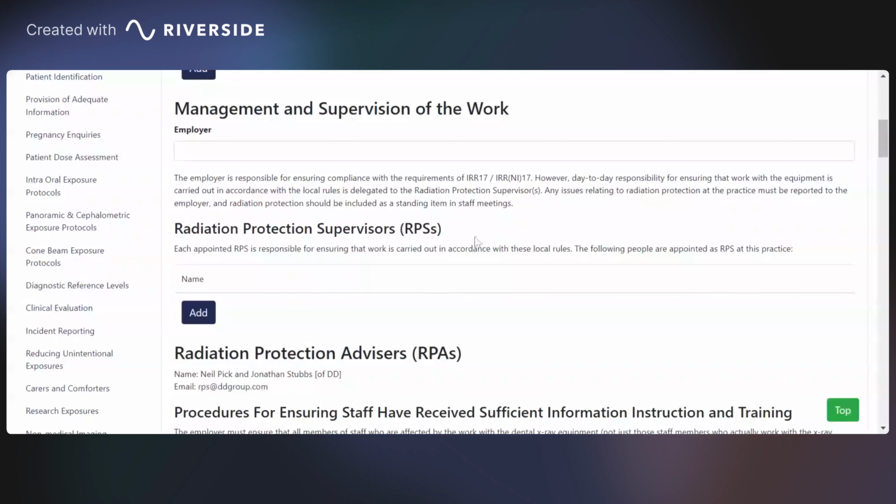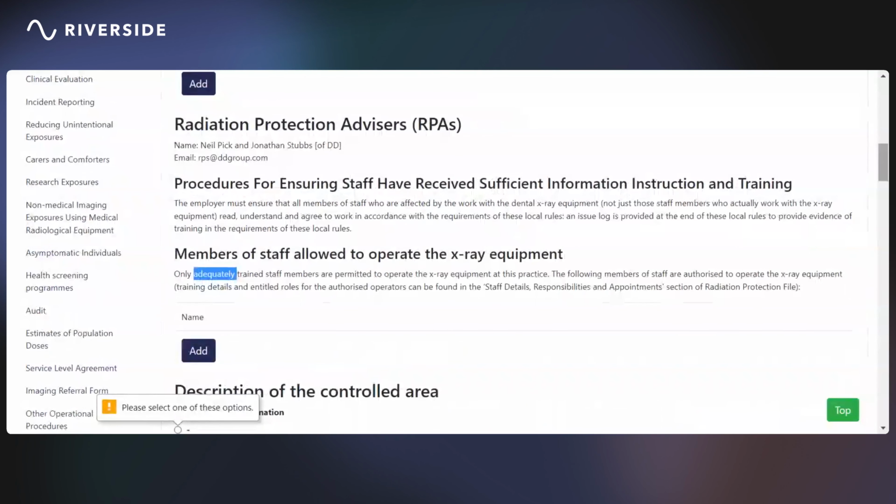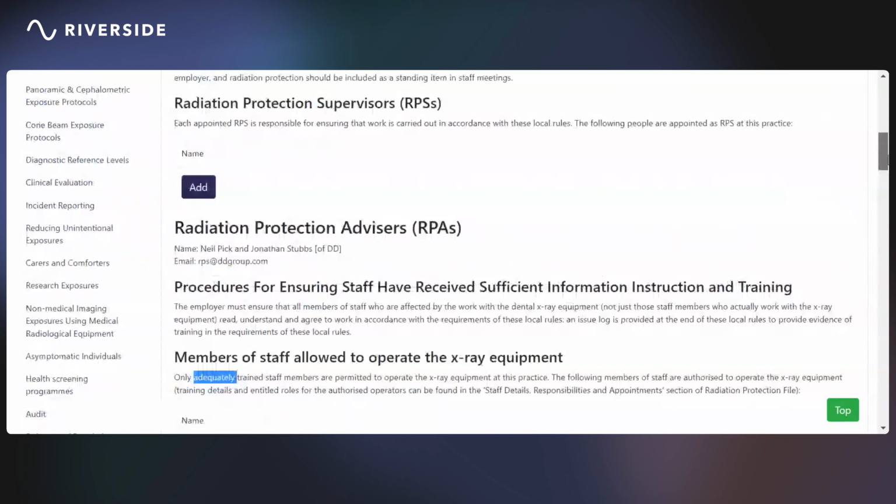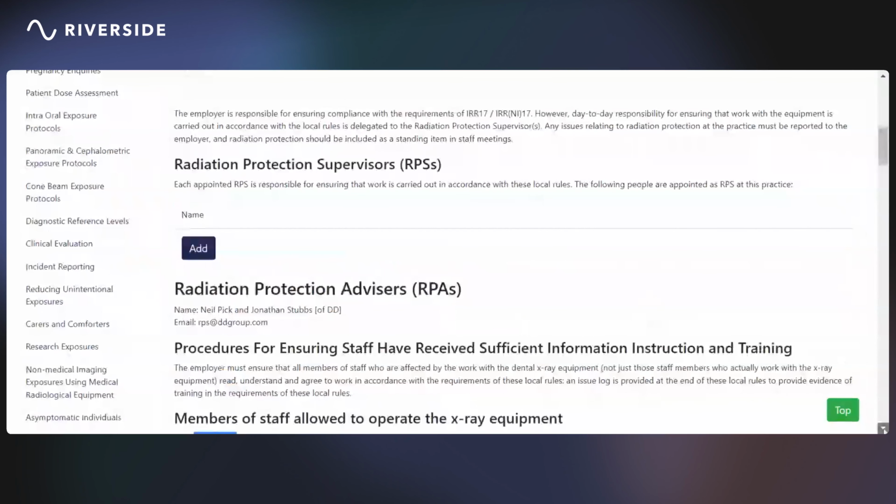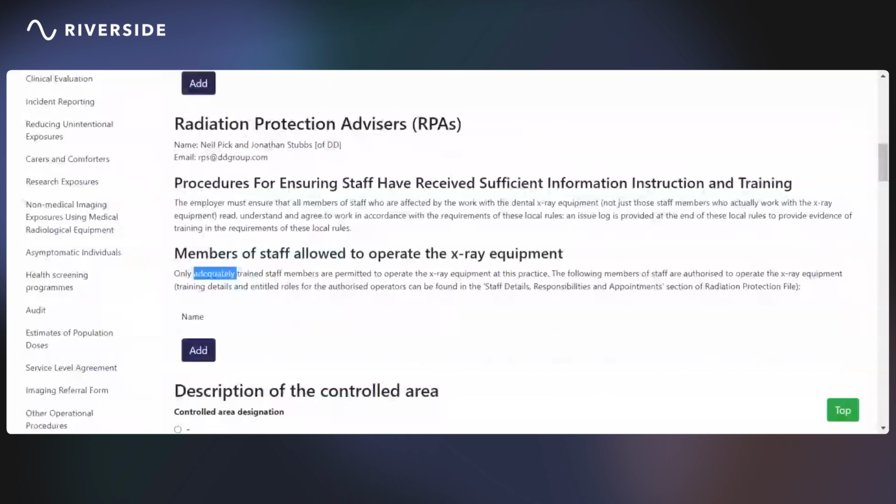The management and supervision of work, who the employer is responsible for that, and compliance with the legislation. We can enter names of the radiation protection supervisors, going to our add button again. So there may be more than one radiation protection supervisor. We can add those details in. As we proceed down the page, radiation protection advisors are also hardwired in because you have a radiation protection consultancy contract with DD.